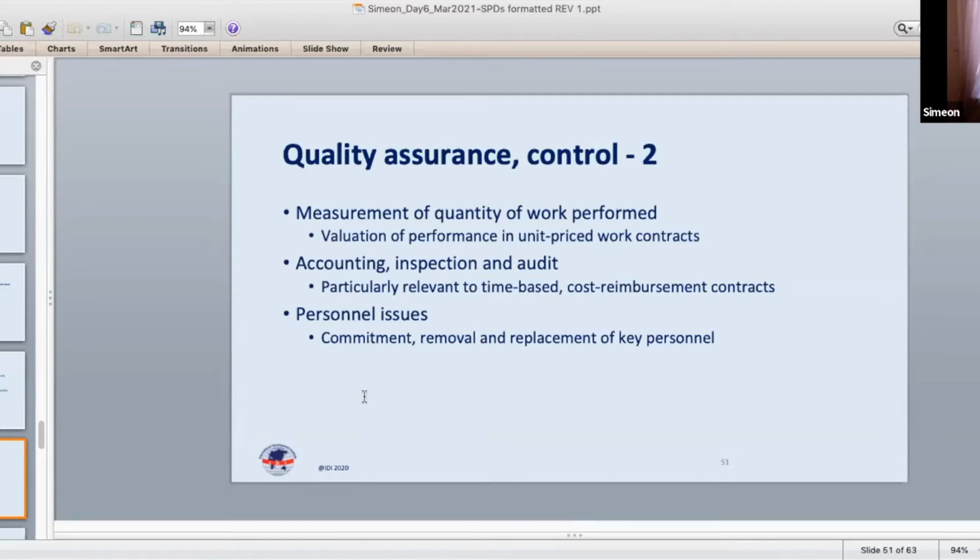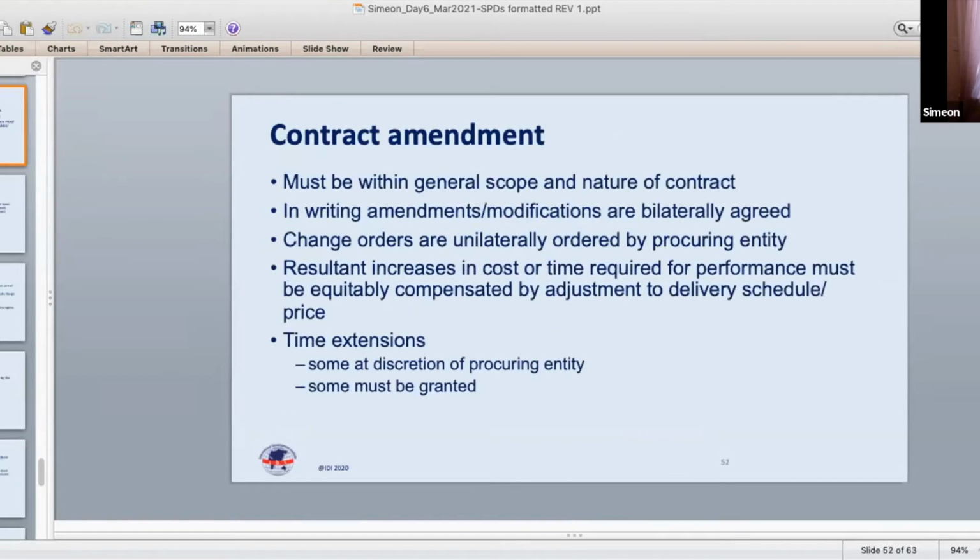Another sort of quality assurance related issue is having to do with personnel. And typically that sort of provision empowers the procuring entity to request the removal and replacement of personnel, typically personnel that may be problematic for some reason.